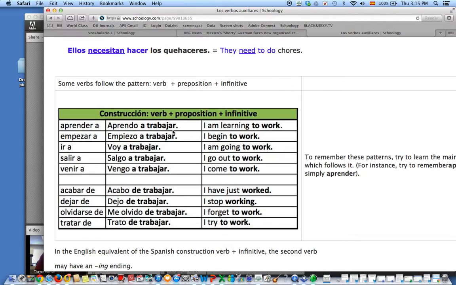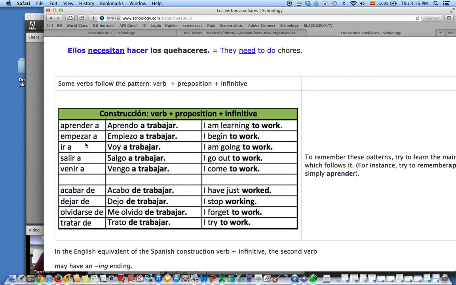Sí, aprendo a escribir español. Aprendes a español. Okay, yeah, like how I messed that one up, guys. But yeah, that's the way it goes.